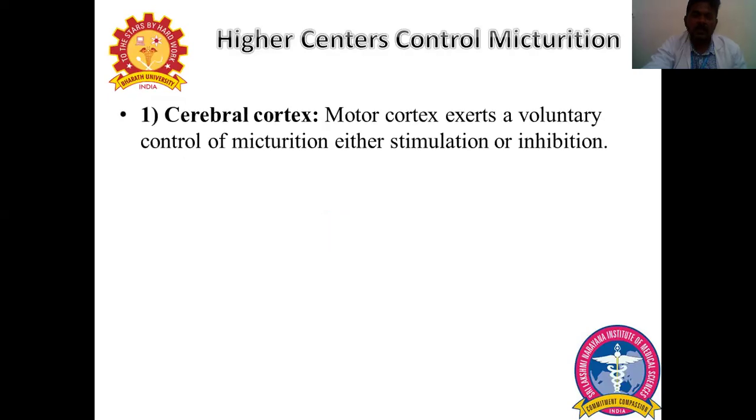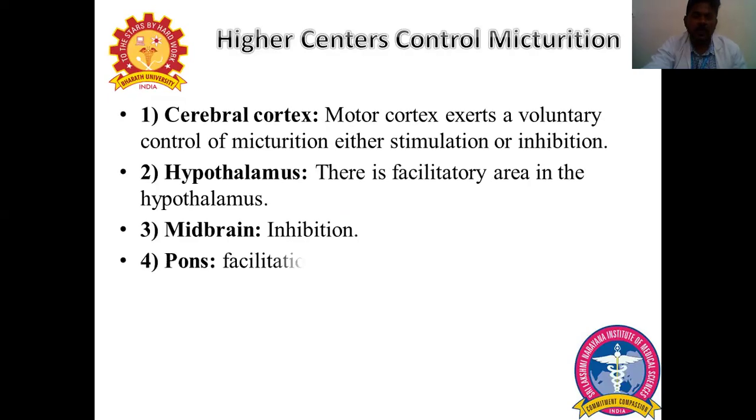This micturition reflex is controlled by your higher centers in the brain. Your posterior hypothalamus and pons will facilitate, that is, they will allow the micturition to happen. And the cerebral cortex and midbrain will inhibit the micturition process. This facilitation and inhibition will depend upon the environment you are in.